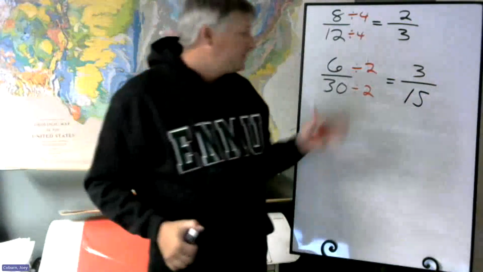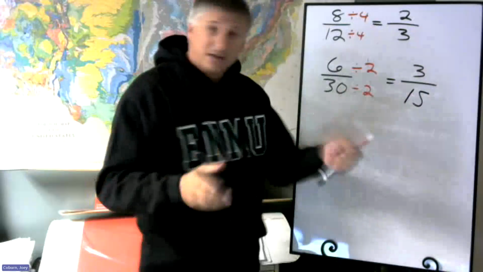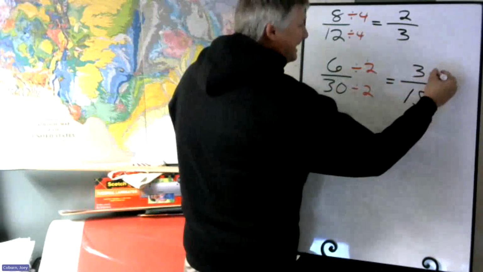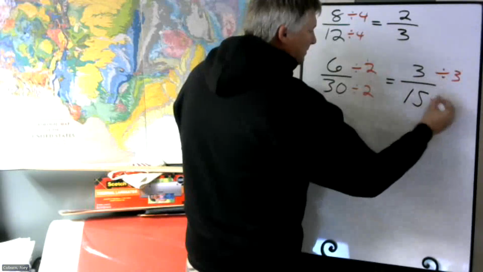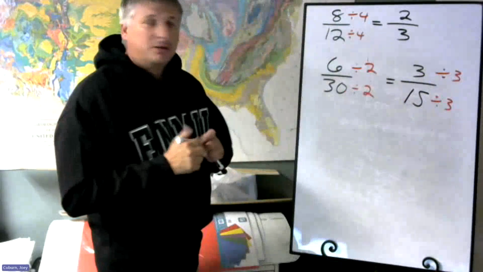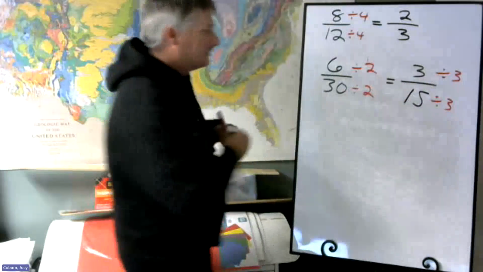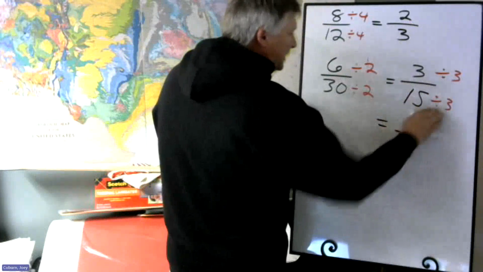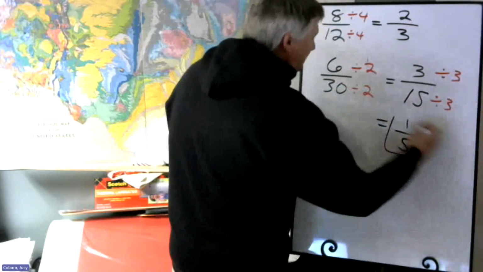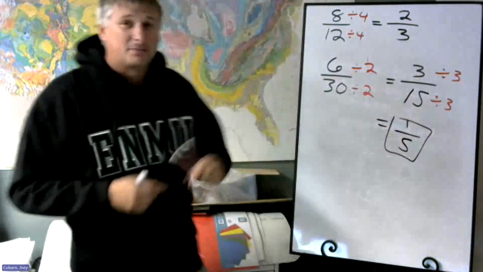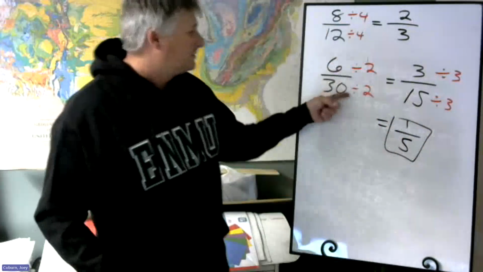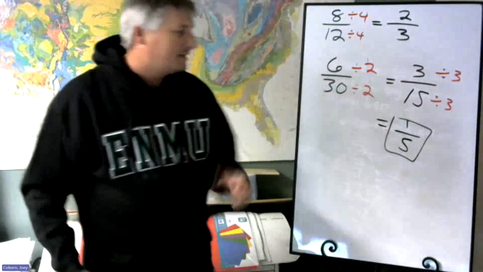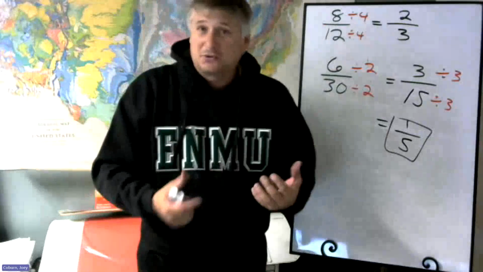But it turns out this is not the simplest one. I can go a step further. I can divide both of these again by the number 3 without any remainders. So 3 divided by 3 is 1. 15 divided by 3 is 5. That's my answer. So sometimes I have to divide multiple times before I finally get my most reduced answer.